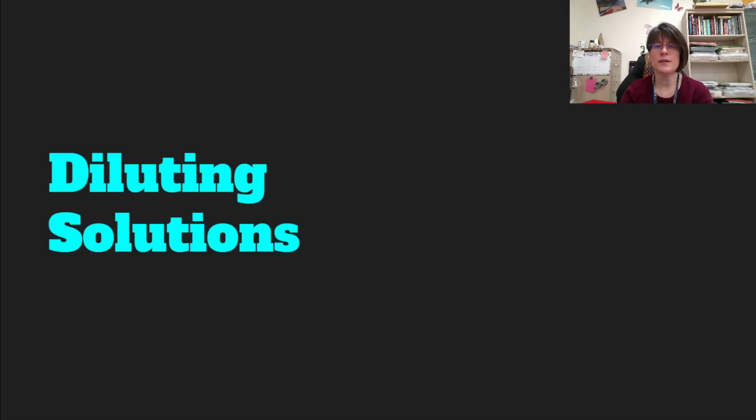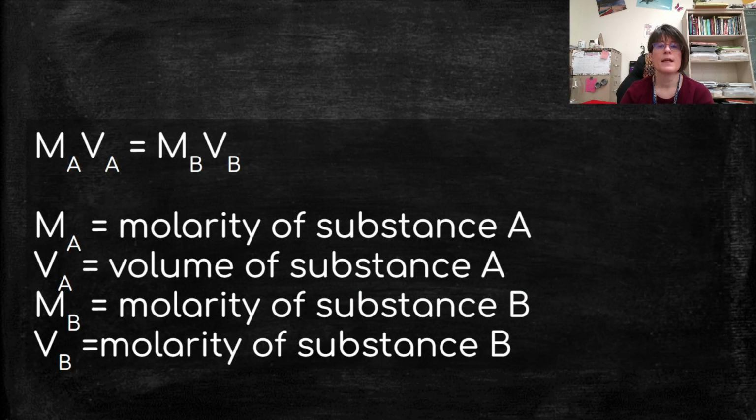Another thing we can do is dilute solutions, and we have an equation for that. That equation is MAVA equals MBVB. This is also found in the back of your reference tables. It talks about acids and bases and is for titration, but it works exactly the same way. MA is the molarity of substance A, VA is the volume of substance A, MB is the molarity of substance B, and VB is the volume of substance B.